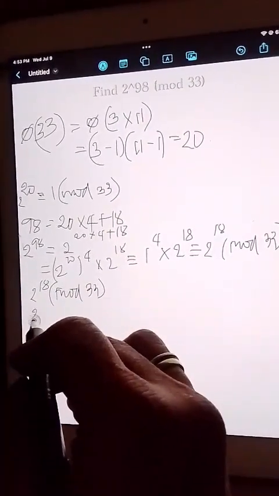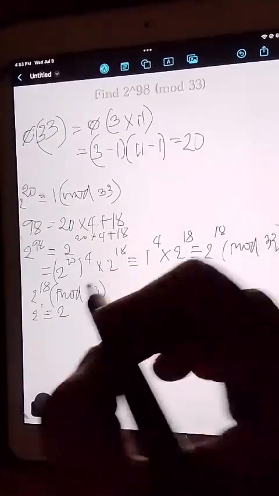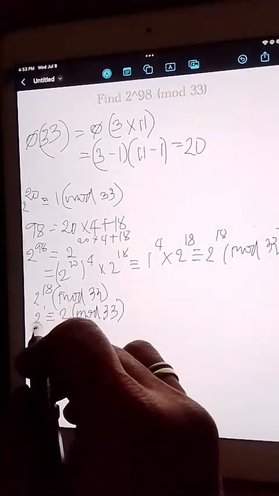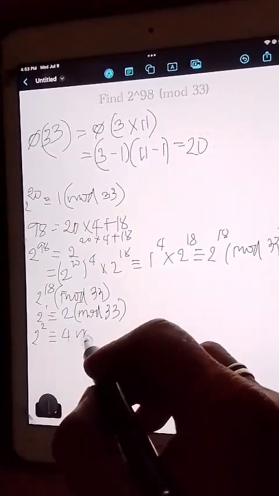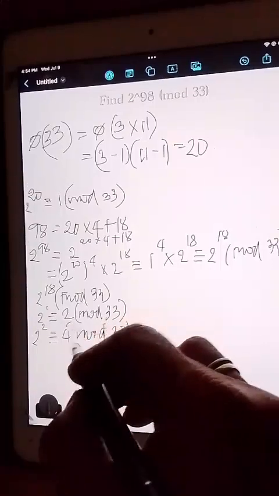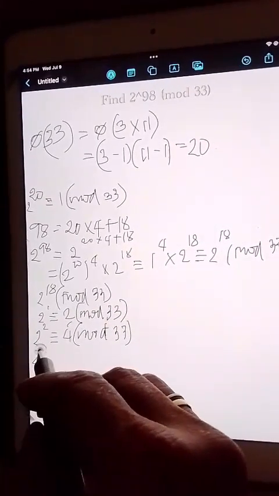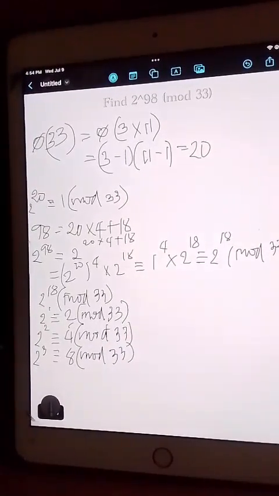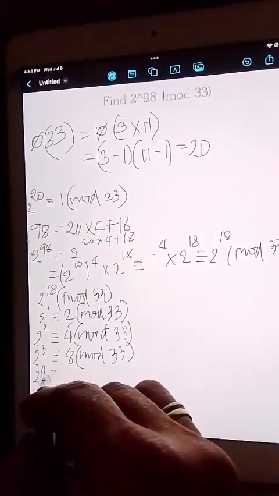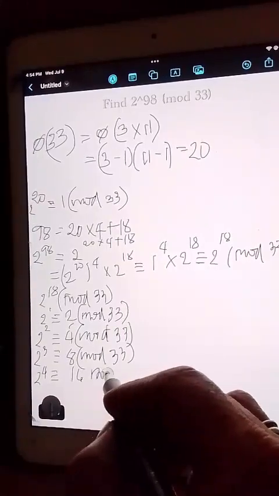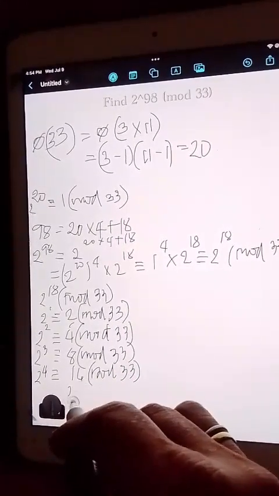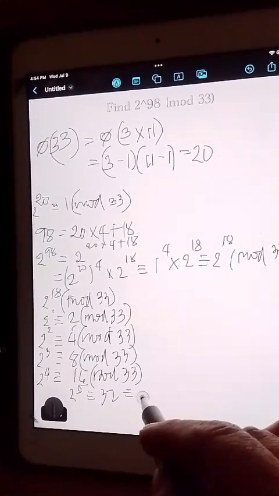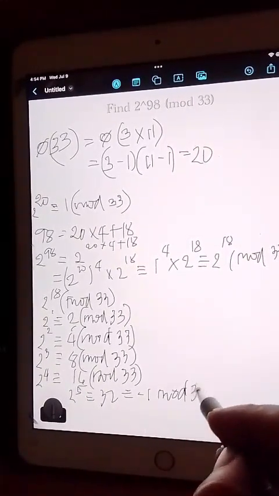So 2 raised to the power of 1 is congruent to 2 mod 33. And 2 raised to the power of 2 is congruent to 4 mod 33. 2 raised to the power of 3 is congruent to 8 mod 33. And 2 raised to the power of 4 is congruent to 16 mod 33. 2 raised to the power of 5 is congruent to 32, which is congruent to negative 1 mod 33.